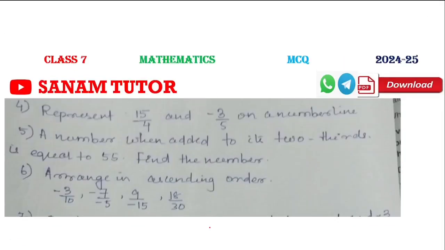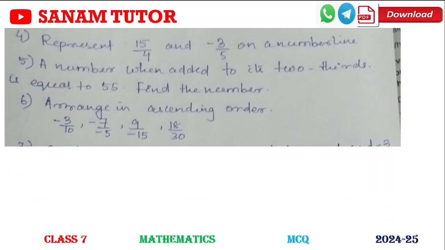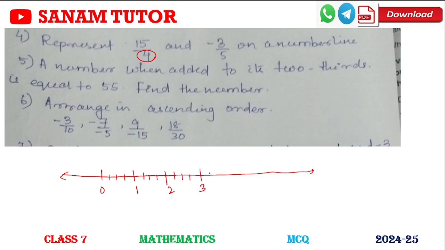Next question: represent this on the number line. How to draw number lines, I already told you. This is the other method of solving. First we draw a number line, and this is 0. Here the denominator is 4, so we draw 3 lines: 1, 2, 3, then the big one is 1. Then 1, 2, 3, the big one is 2. Then 1, 2, 3, the big one is 3. Then 1, 2, 3, the big one is 4. Then 1, 2, 3, the big one is 5.